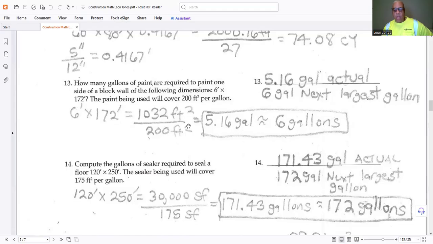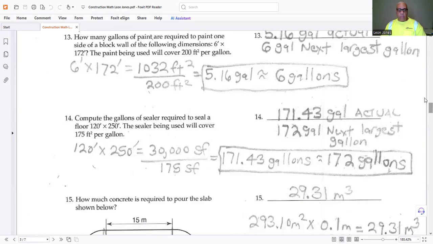And I have 5.16 gallons, which when we're dealing with paint, you round up to the next gallon. So 5.16 is going to be for this whole wall of 6 feet by 172 feet. You're going to need 6 gallons of paint. Very important that you understand that, especially when you're estimating how much of this product is going to be on your project. Let's get to the next one.